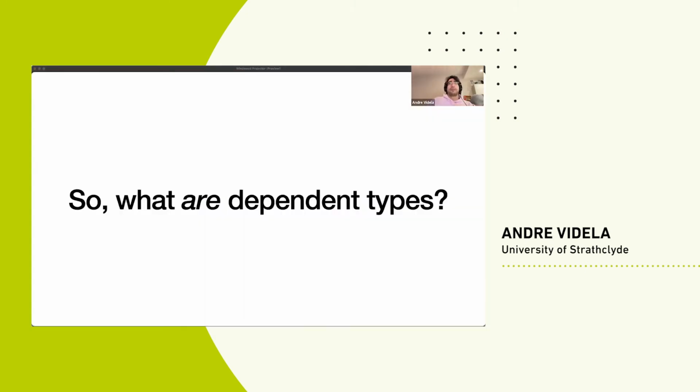So we've been very, very loose with our definition of dependent types. We just said dependent types solve this, but we haven't actually explained what they are.